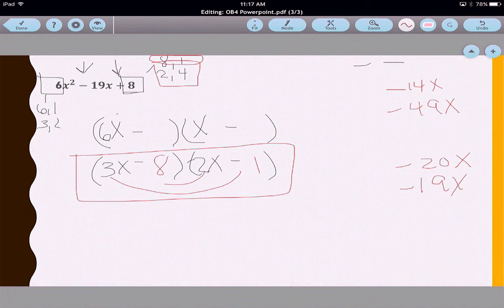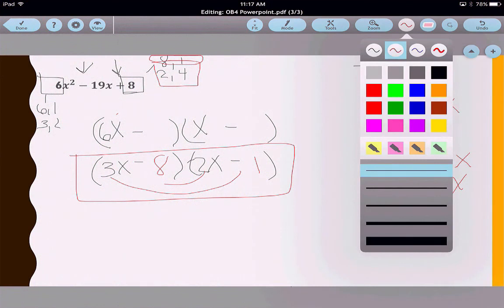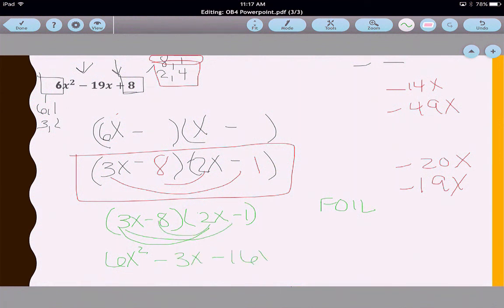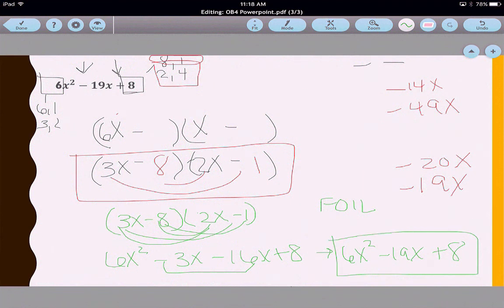We can, however, check that we got our answer correct. So I'm just going to rewrite my factors here, my 3x minus 8 and my 2x minus 1, to make sure I did my math correctly. Remember, I'm going to FOIL. So I'm going to multiply my firsts, and that's going to give me 6x squared. Then my outers is minus 3x. My inners, negative 16x. And my lasts, I have to combine like terms, and I'm going to get 6x squared minus 19x plus 8, which is our final factor.